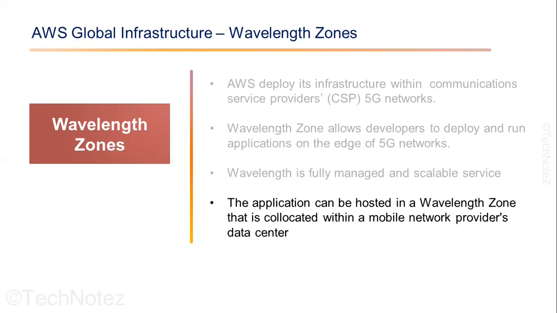But with AWS Wavelength Zone, the application can now be hosted in a Wavelength Zone that is co-located within a mobile network provider's data center. That means the mobile users of that application don't need to travel outside of the mobile provider's network to access the application. So this gives ultra low latency access to applications for all mobile users.